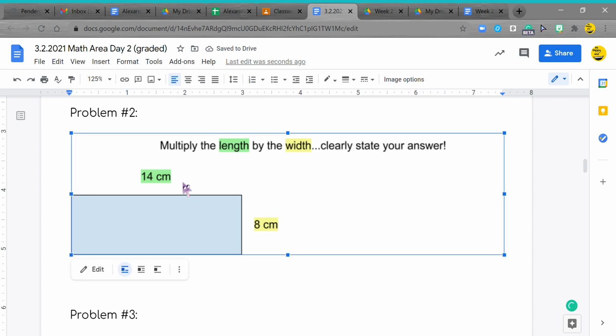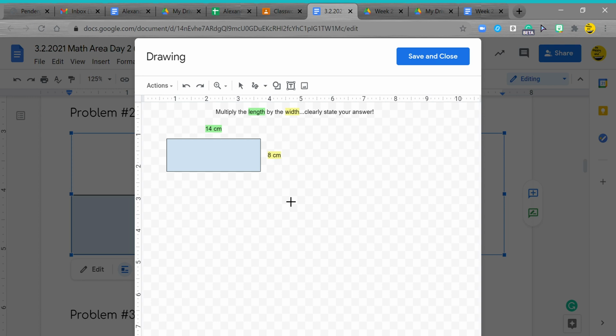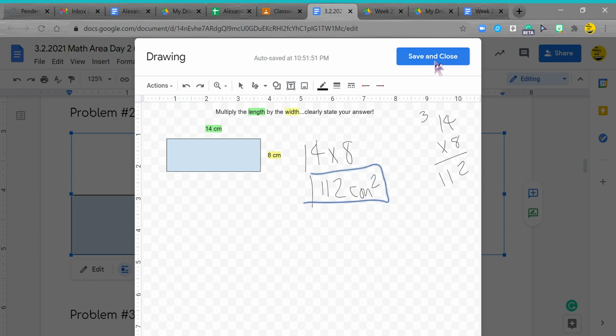Let's go to problem number 2, you guys. Again, it's Scribble, and again, I'm going to take 14 times 8, and right over here, I'm going to do 14 times 8. 4 times 8 is 32. I carry my 3. I drop my 2. 8 times 1 is 8, plus 3 is 11. So 14 times 8 is 112. Let me write it correctly. 112 centimeters squared. Here is my answer. I'm going to hit Save and Close.